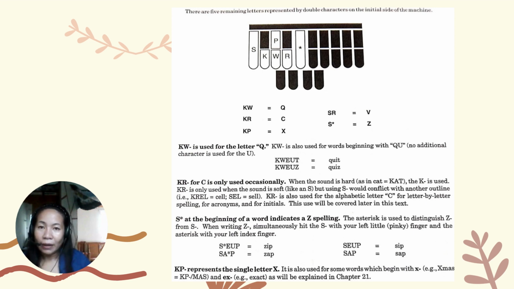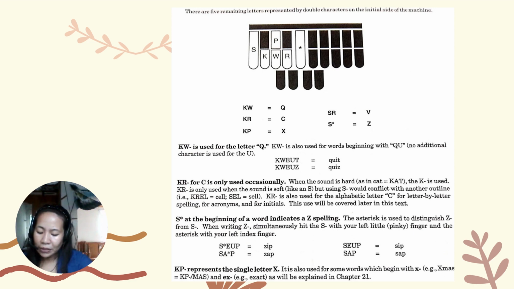KR is representing letter C, so it's used occasionally. When the sound is hard, as in cat, we use KAT, right? The K is used, but KR is only used when the sound is soft, like an S, but using S would conflict with another outline. So, for example, the word cell. Instead of using S for that or using just the K only, we use KR and then EL, cell.